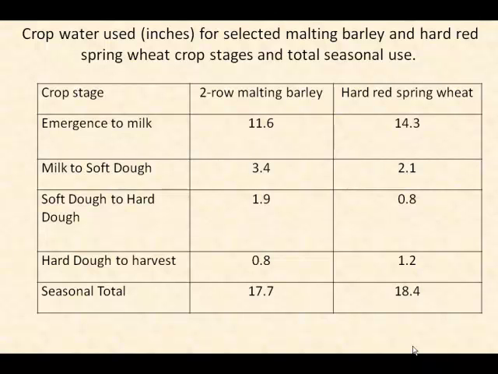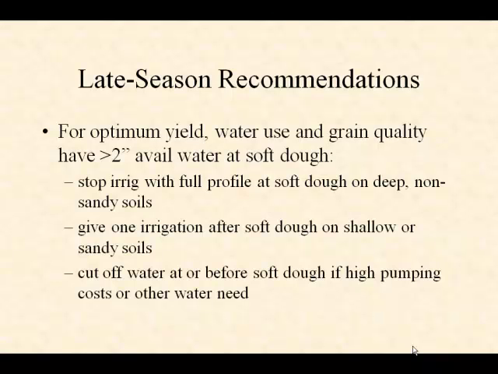This is kind of where we come up with that general rule of about 2 inches of good available water held in your root zone. This is about 2.7, so a little high, and this is right at 2. Somewhere right in that 2.5 inches of good usable water in your root zone is where we ought to be to get from milk or from soft dough to harvest without any yield or quality reduction. And again, these are averages. The seasonal total, about 18 inches. So this is kind of where that water use occurs. So what this means then is we want to have at least 2 inches of available water at soft dough.